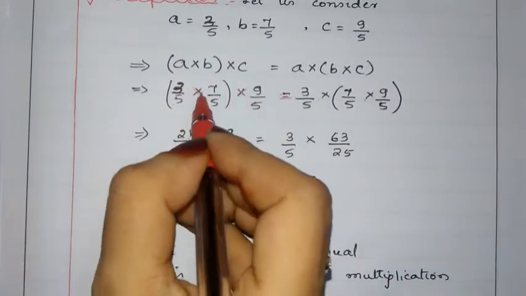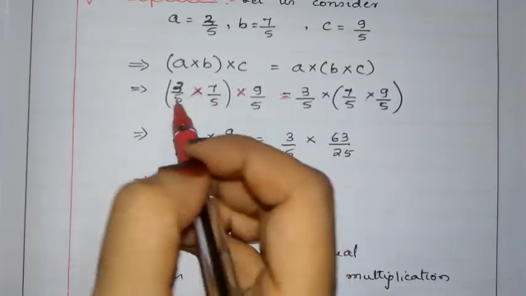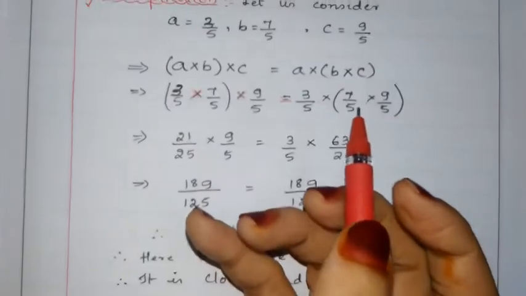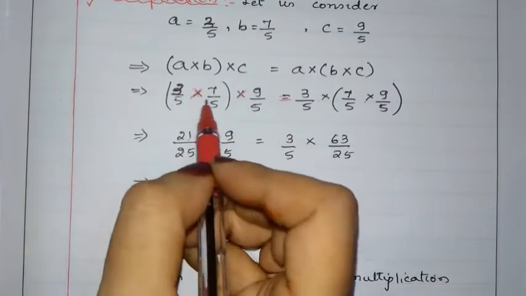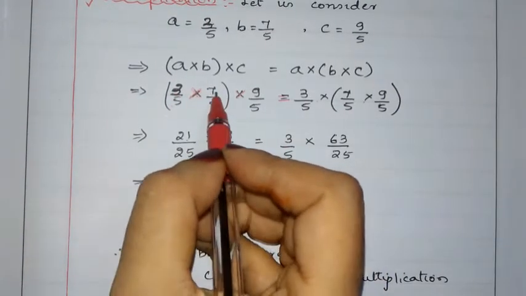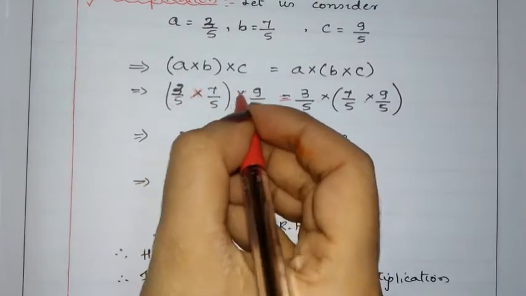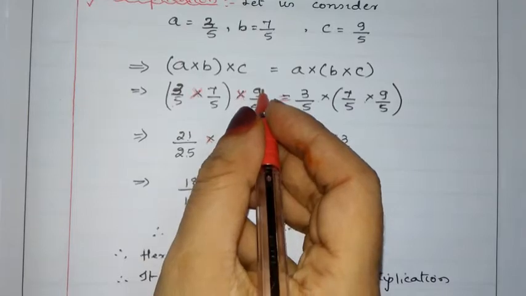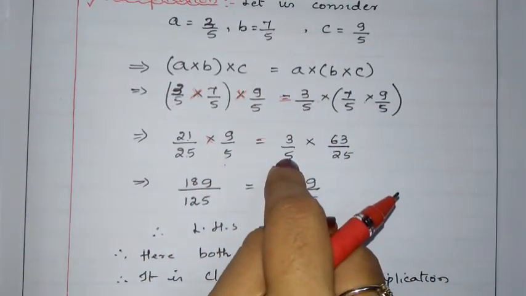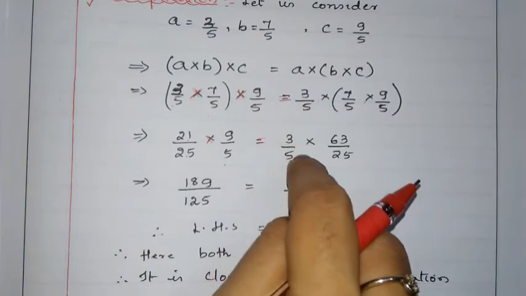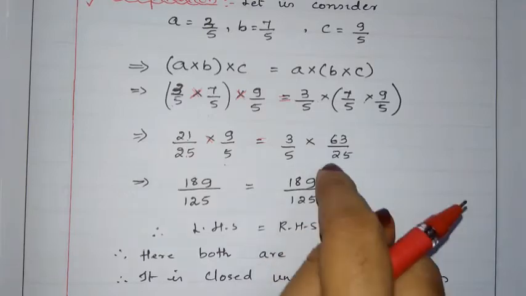Okay, let us see. Multiply means what we have to do? We have to check whether we can cross cancel. If not, we multiply numerators and denominators. 7 3s are 21, 5 5s are 25. Multiplication sign as it is, bracket 9 by 5 as it is. On this side, 3 by 5 alone stays as it is, multiplication sign as it is, 9 7s are 63, 5 5s are 25.